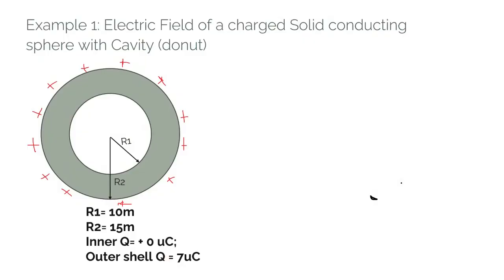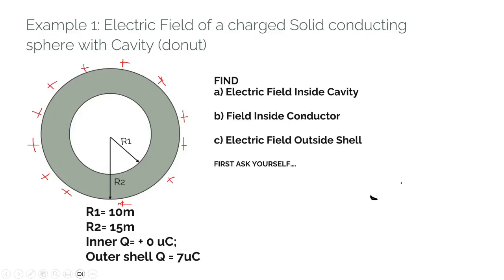We're starting with this, which is an extremely important application. It's important that you master this example. So we're going to look at a sphere. It's actually a solid sphere, but there's a cavity in the center that's empty. And we're going to put a charge on the outer shell, okay, at radius R2. The charge is 7 microcoulombs. Now, I am going to find the field inside the cavity, the field inside the conductor, which is the gray section, and the field outside the shell, okay, where we have a positive charge.